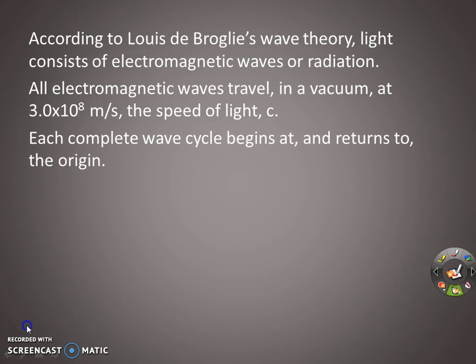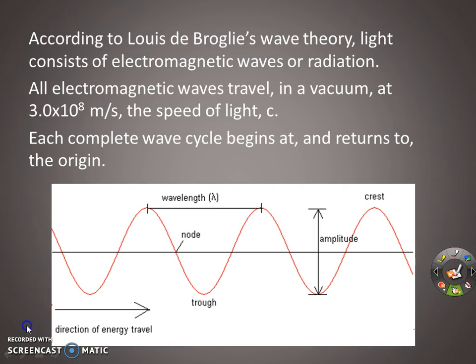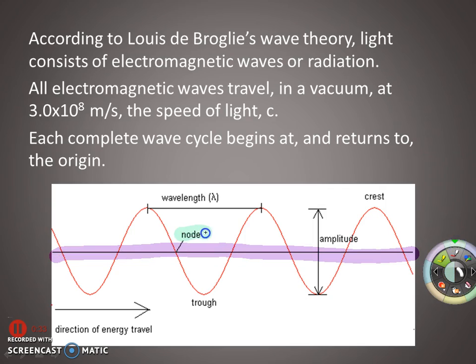Each complete wave cycle begins at and returns to the origin. The origin is our solid line here. The red line is our wave. Our wave cycle keeps crossing the origin, and where it crosses the origin is called a node. The crest is at the top of the wave, and the trough is at the bottom of the wave.